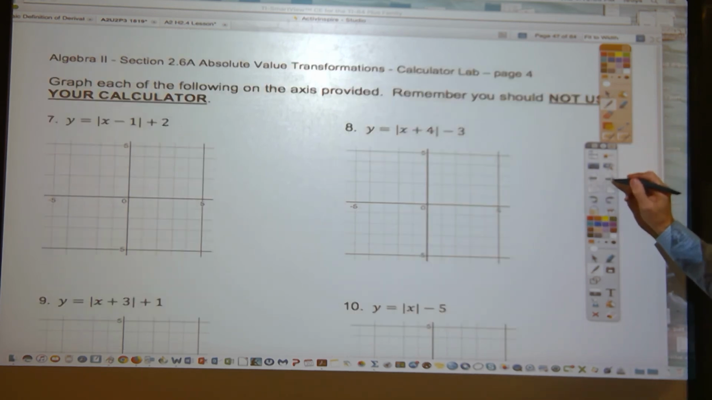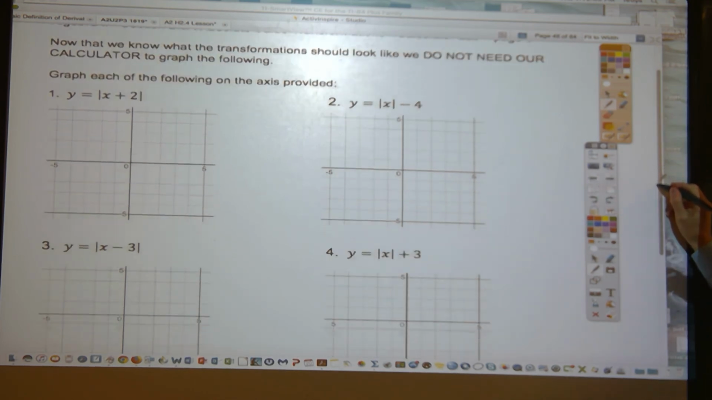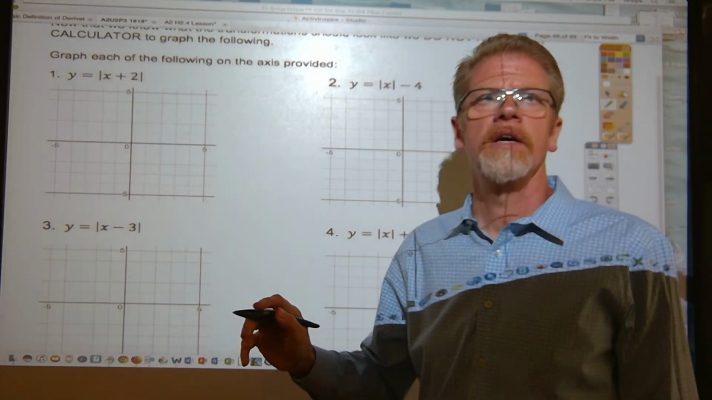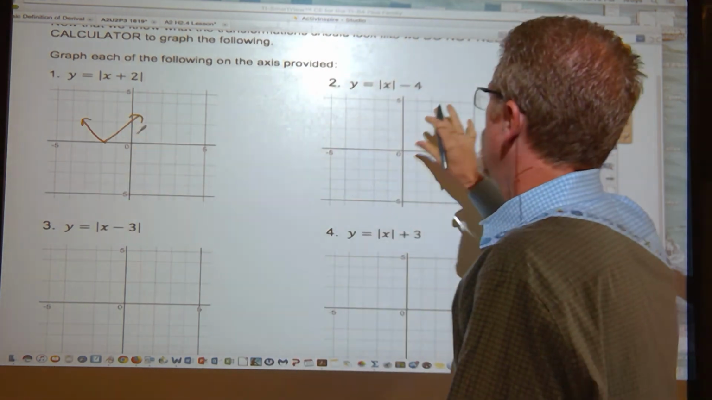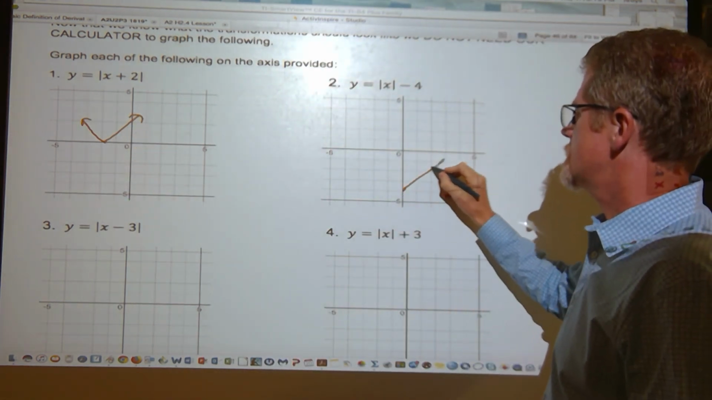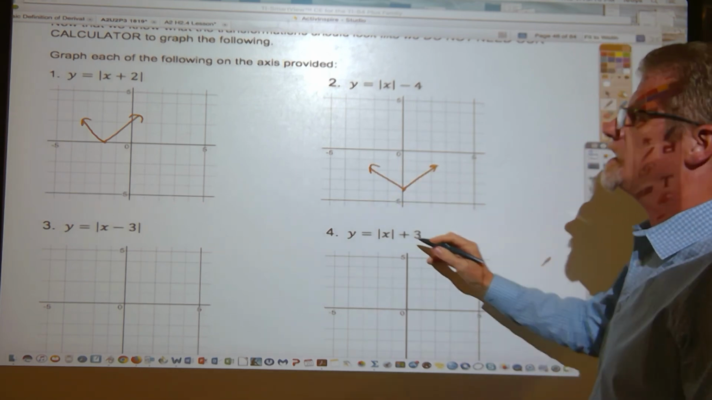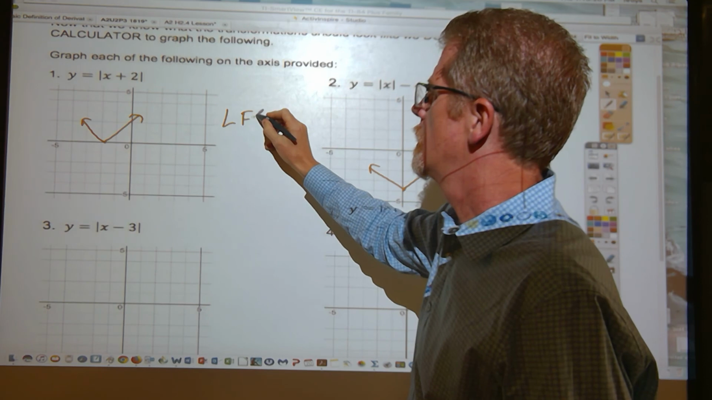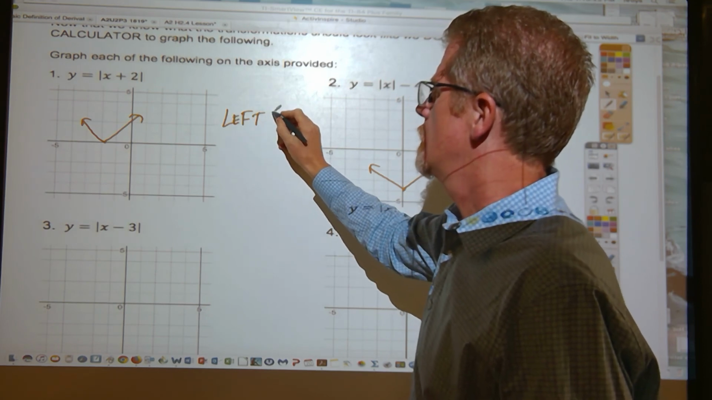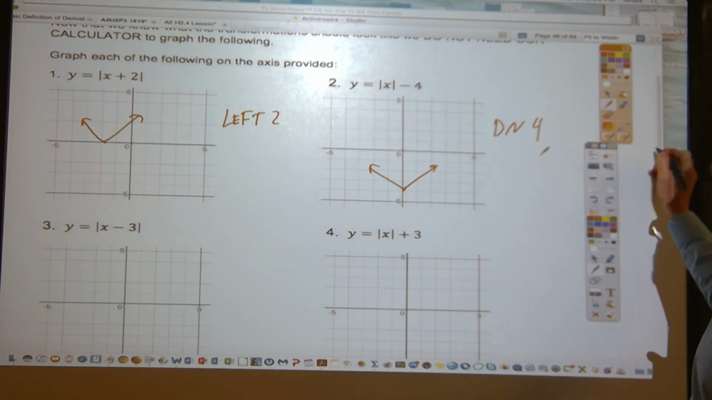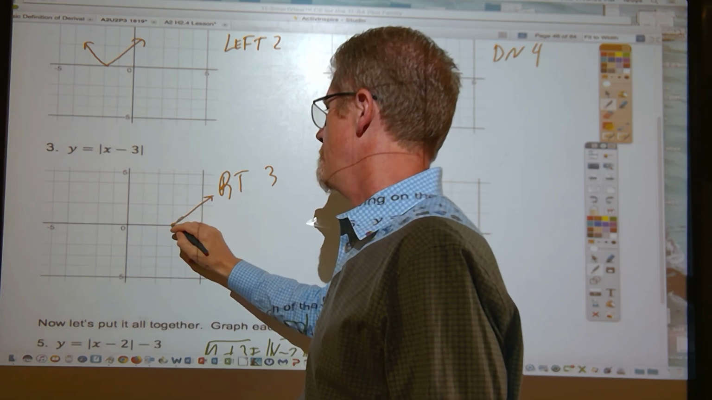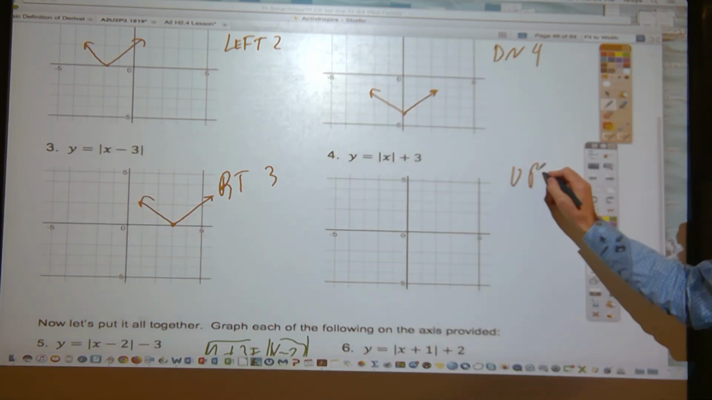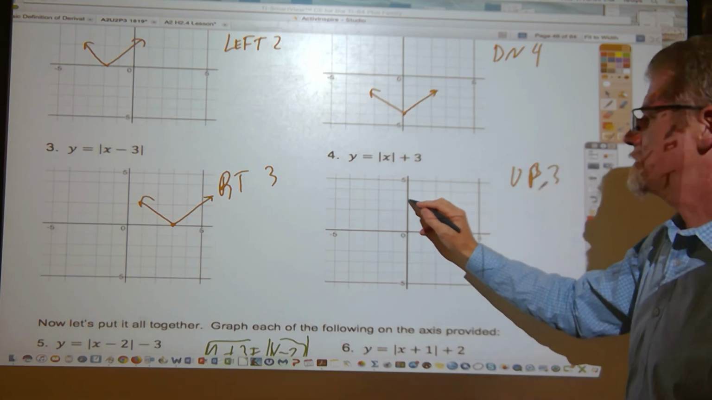Okay, so this page 3 practice should have answers that look like this. We're going left 2 on this one, so the vertex will be at -2, 0. This one is going to be down 4, so the vertex is at 0, -4. It's a good idea to put the language here. Left 2, this is going to be down 4. This one, RT for right 3, we'll put the vertex right here. And up 3 gives us a final answer right there.